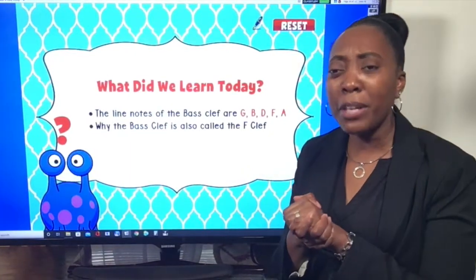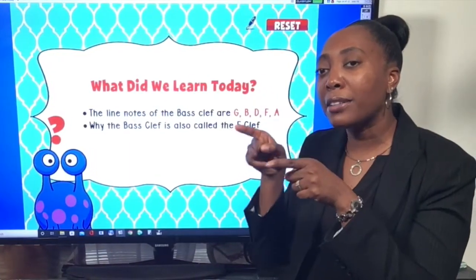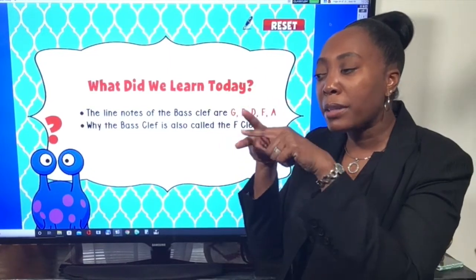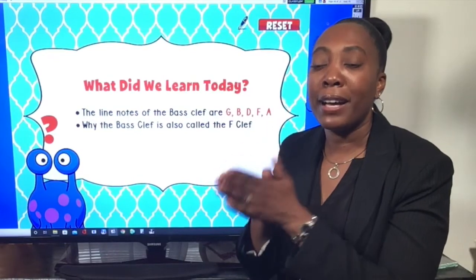And why do we call it the F clef? If you remember those two dots, they are right around that fourth line, and that's why we call it the F clef.